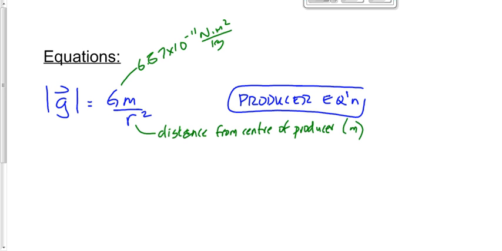And M, be careful on this one. M is the mass of the producer in kilograms. If I've got the board marker in the Earth's gravitational field, I've got two masses, the mass of the Earth and the mass of the board marker. If I'm going to use the producer equation, then I'm going to use the mass of the Earth because the Earth is the producer. In that case, I wouldn't use the mass of the board marker. G, by the way, is the gravitational field strength, of course.